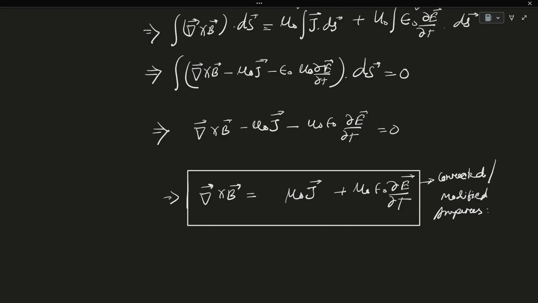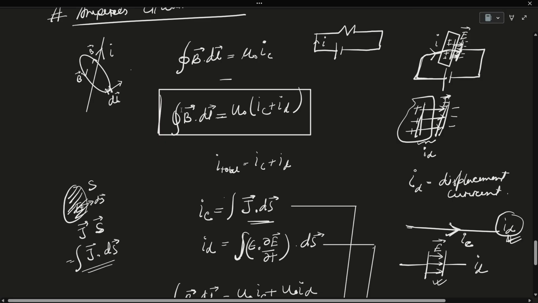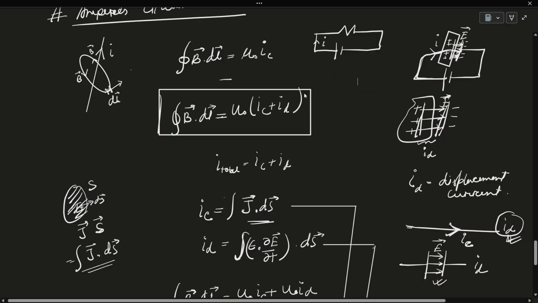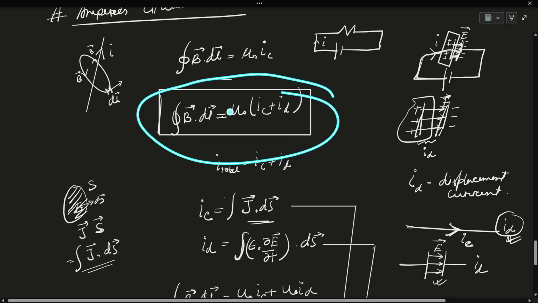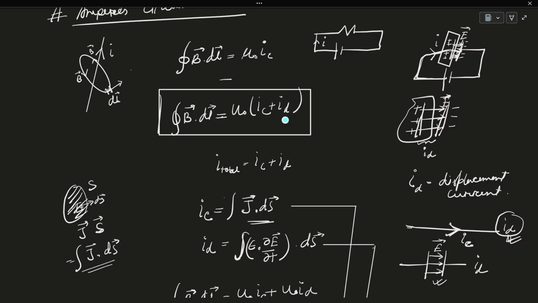Yes, modified Ampere's law. Why am I saying modified? Because the initial Ampere's law is not even wrong; it is obviously true for a resistive circuit. If there is no capacitor, then I can write it like this. But now, since there is a capacitor, we have to modify something.